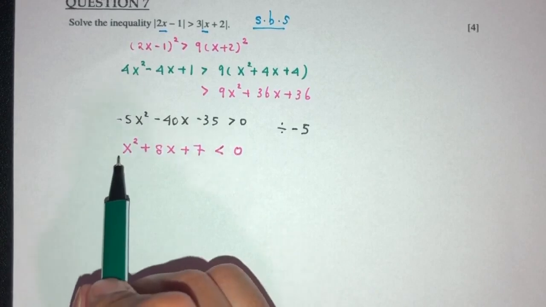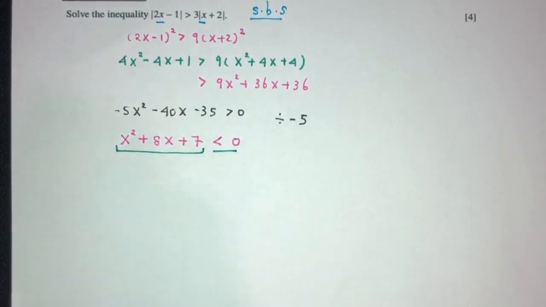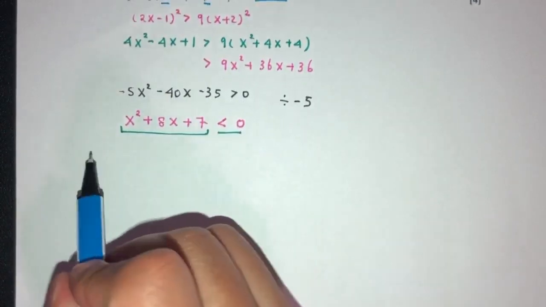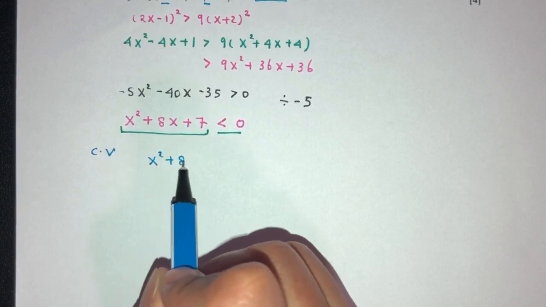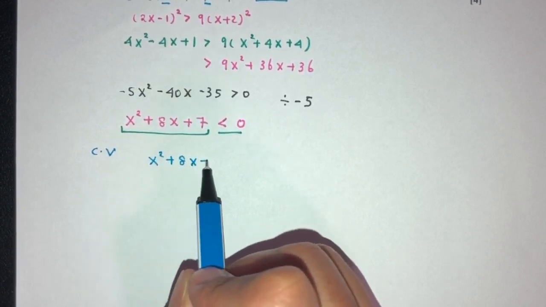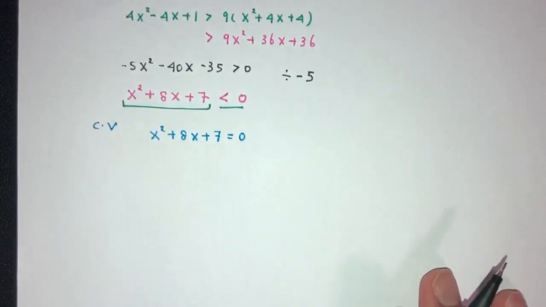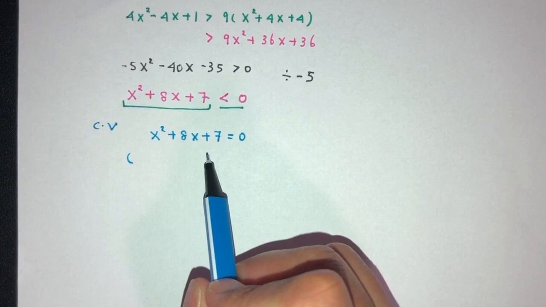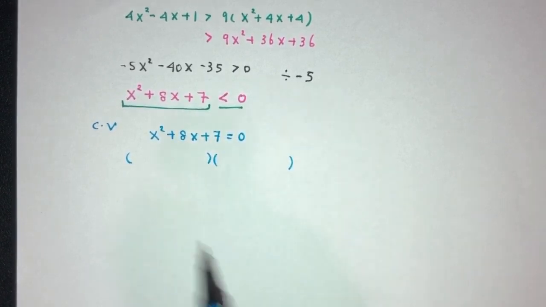So now you have a quadratic equation less than 0. So how would you proceed now? We have to find the critical values for your equation, which is take the same equation, and then equate that to 0. Now we have to solve for the values of x by factorization or by using your formula, depending on your preference. So you have x here.